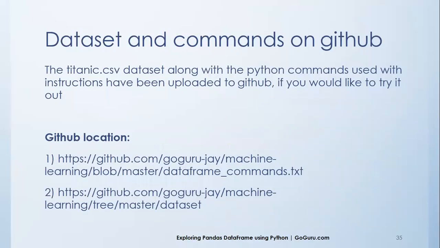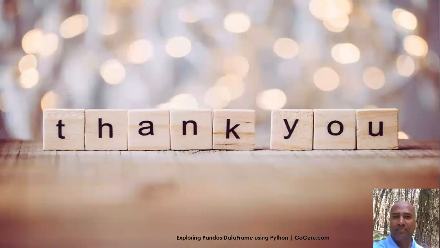And I have included the Titanic dataset for our exercise, along with all the commands that we went through, in 2 files. You can go to the GitHub directly to download them. The file dataframe underscore command has all the commands that we just saw. And under the directory called dataset, I have added titanic.csv that you can look at, and you can bring it into your interactive Python and try it out.